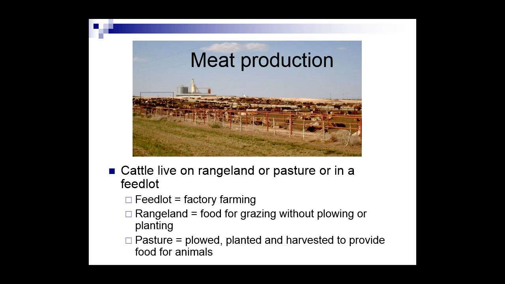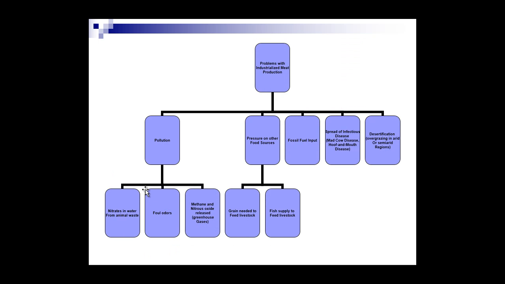So, some problems with factory farming. All right, we know this is pretty natural. This is the cropland, so that falls under the crop problems we've already talked about. What are some problems with factory farming, or industrialized meat production, as the people who do it call it?